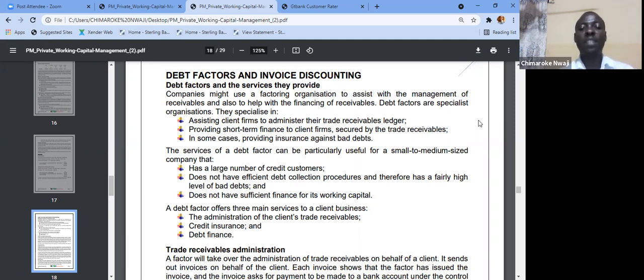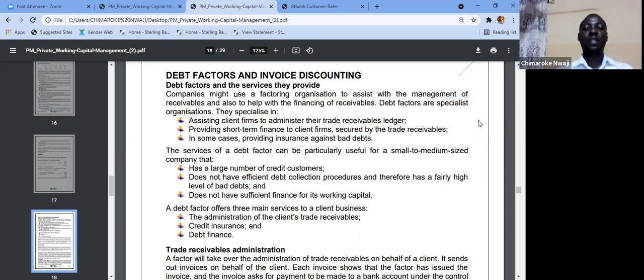And in some cases, this debt factor is providing insurance against bad debt. It means you will not take the hit when a bad debt occurs. If they are unable to collect the debt completely, they are the ones that will suffer the bad debt. You, the company who has employed them, will not get the hit of a bad debt.